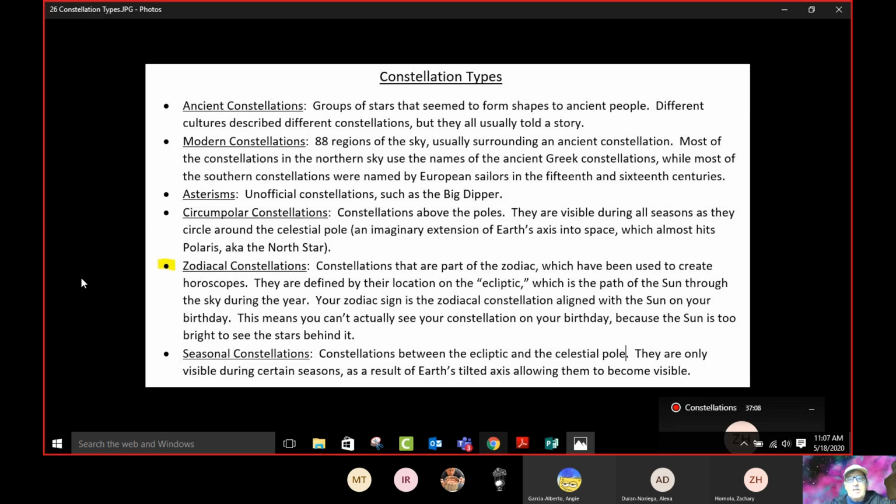Your personal zodiac sign is the one that would be lined up with the sun on your birthday, which means you couldn't actually see your constellation on your birthday because it's lined up with the sun, and the sun is way too bright to see the stars that are beyond it. So you have to wait like 6 months from your birthday to look for your zodiac sign. Now, here's another interesting thing.